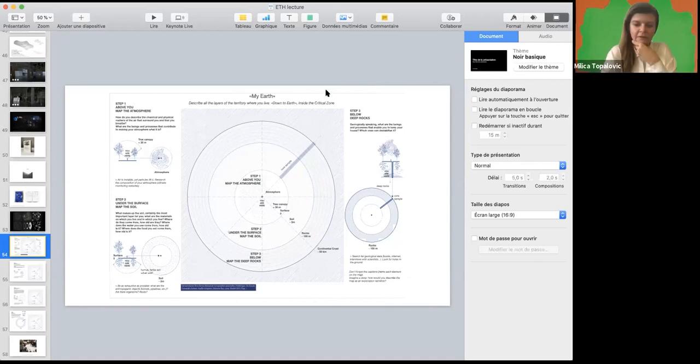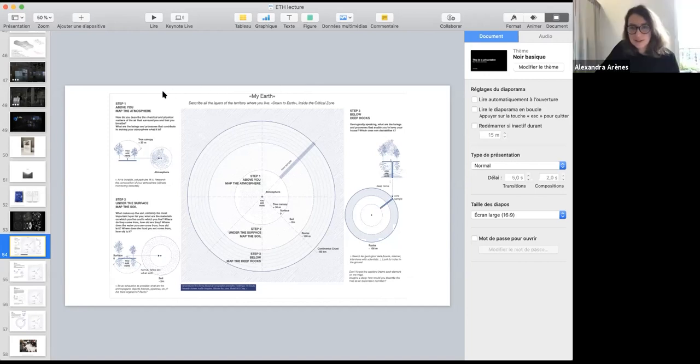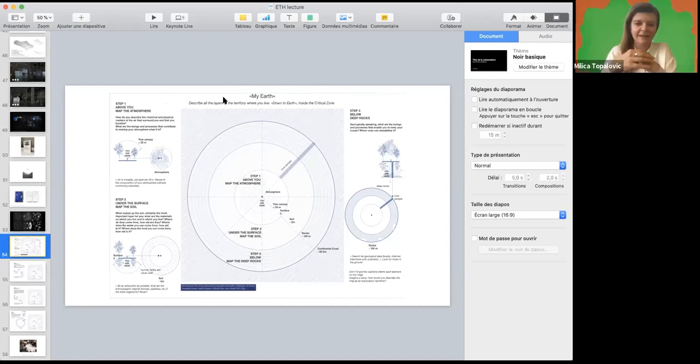Right, and then we have a question from Maximilian, who asks, should the exercise be understood as scientific or can it be conceptual? That's an interesting question. Is there ever a difference, I wonder? What do you think, Alexandra? The question is whether the exercise has to be scientific, or can it be conceptual?